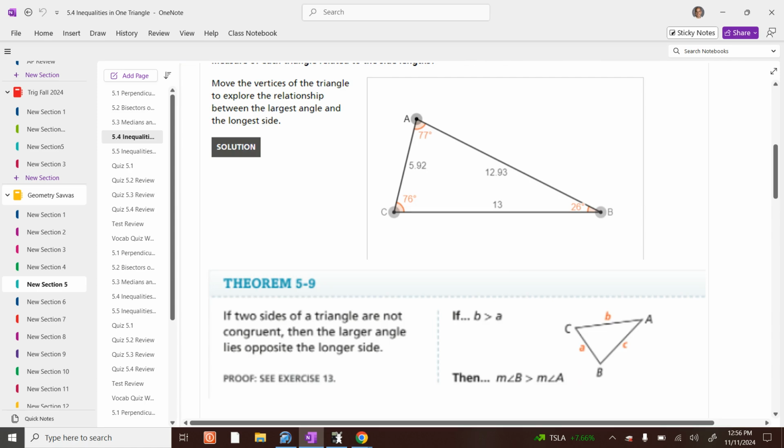So, if two sides are not congruent, then the larger angle lies opposite the longer side. Okay? So, if we have three angles here, the biggest angle is opposite the longest side, the second biggest angle is opposite the medium side, and the smallest angle is opposite the small side. That's pretty easy to understand, right? Common sense. The smaller the angle, the shorter the opposite side. Okay?